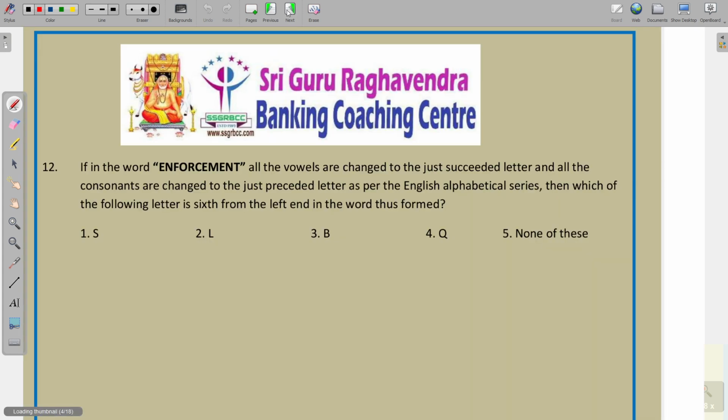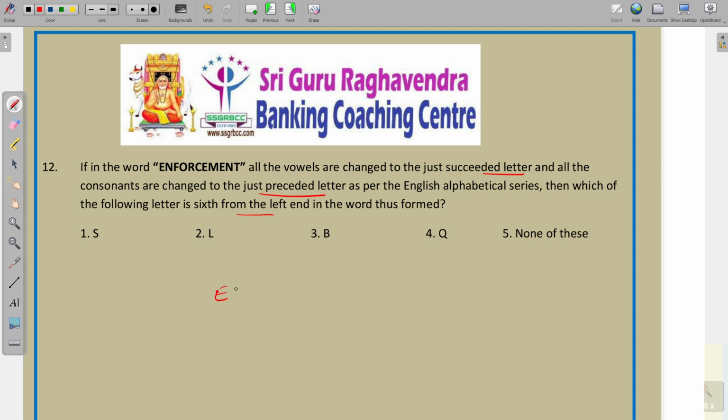Next, if in the word enforcement all the vowels change to the just succeeding letter and all the consonants change to the just preceding letter in English alphabet, then which of the following letter is sixth from left? So sixth from left end of the given arrangement.